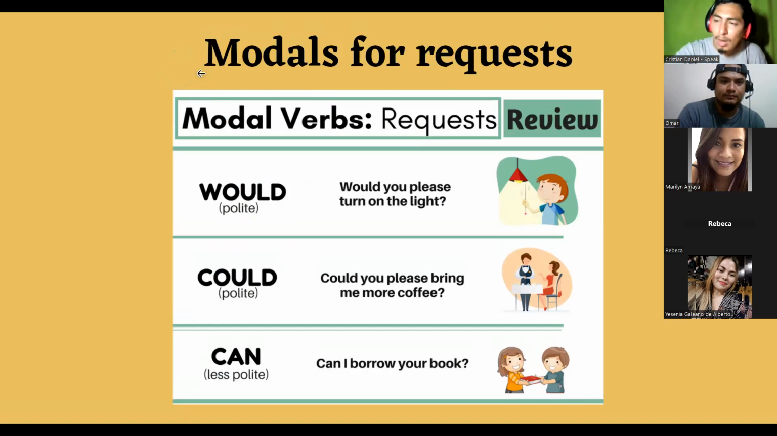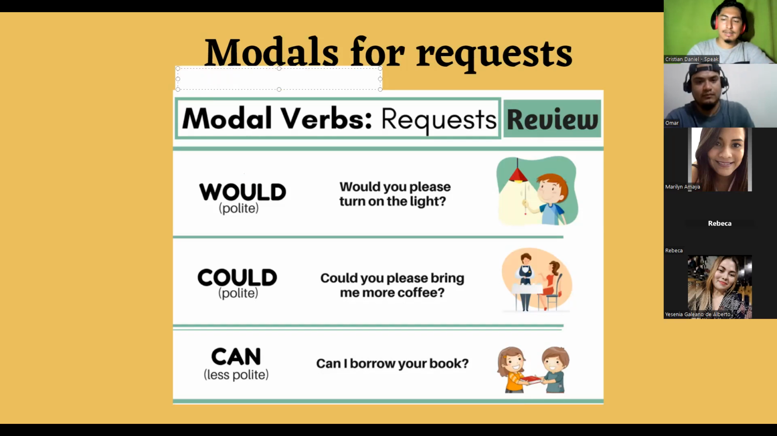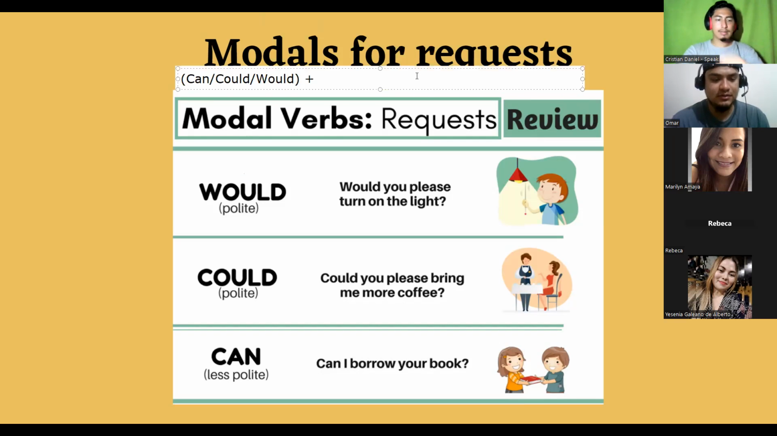Let's see. Omar, what is the structure for a request? What is the first part of the question? The first part is the modal verb, teacher. Very good. The first part of the question is the modal verb. Would, could, or can. They are the same, everybody. Modal verb. Okay, I will do it in parentheses. Okay, can, could, or would. Okay. And what is the next part? The subject. Nice job. Okay, and what do we use after that?